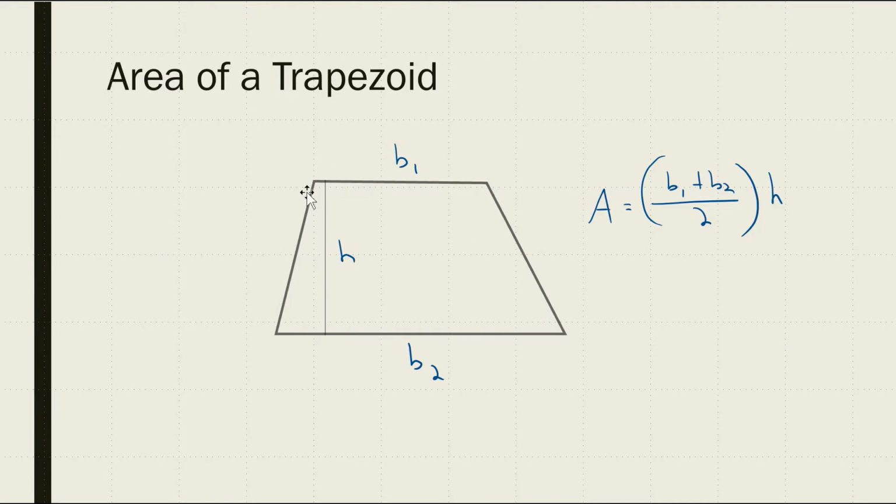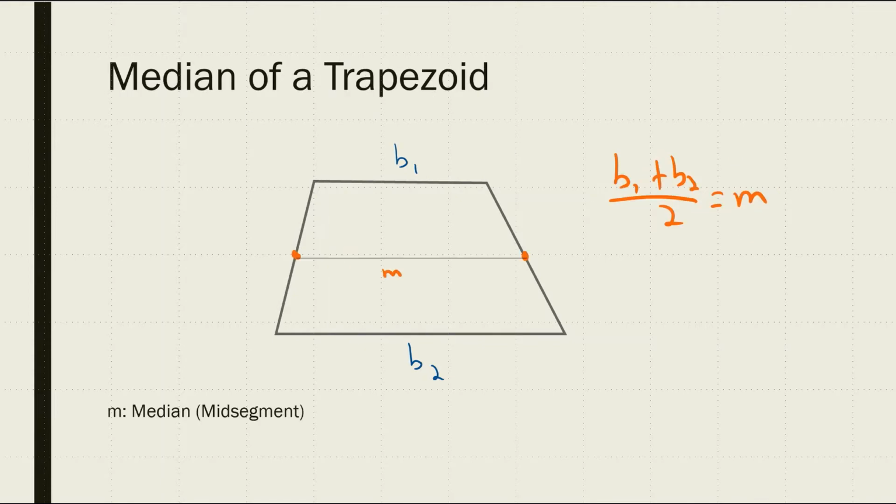Basically, a trapezoid is kind of like a rectangle, except these side lengths right here aren't at 90 degrees. So what's happening here is that the area is the average of these bases multiplied by the height. And here's the reason why. The trapezoid has this thing called a median, also called a midsegment. If you connect the midpoints of these two slanted lines right here and draw a line through them, we call that the median. And that median is the average of the two bases, as you can see.